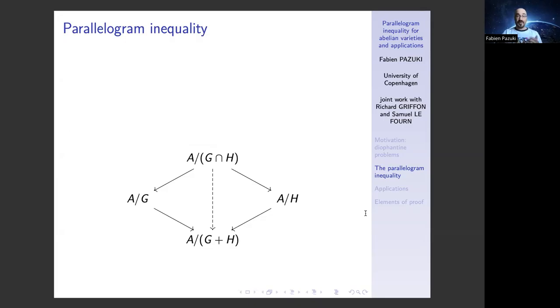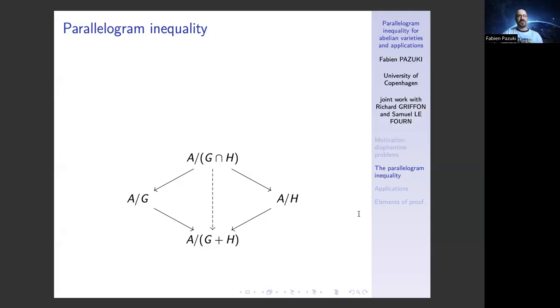So to explain the parallelogram inequality, let me define the parallelogram. We start with an abelian variety A, and then let's imagine you have two finite subgroups, G and H. Then you can quotient A by G and A by H. And if you want, you may also quotient A by G intersected with H. That's also a finite subgroup. And then you can also quotient A by G plus H, also finite. So this gives you a nice parallelogram, like a nice commutative diagram.